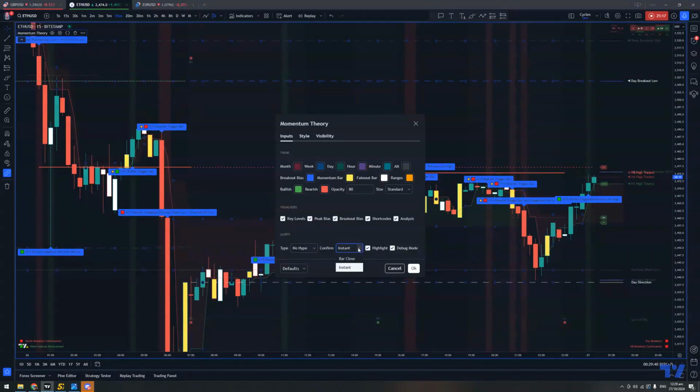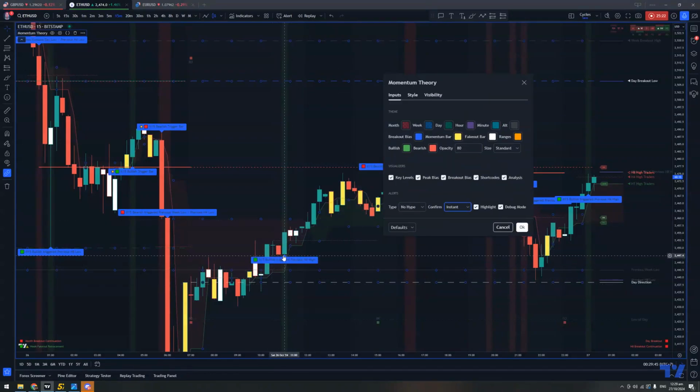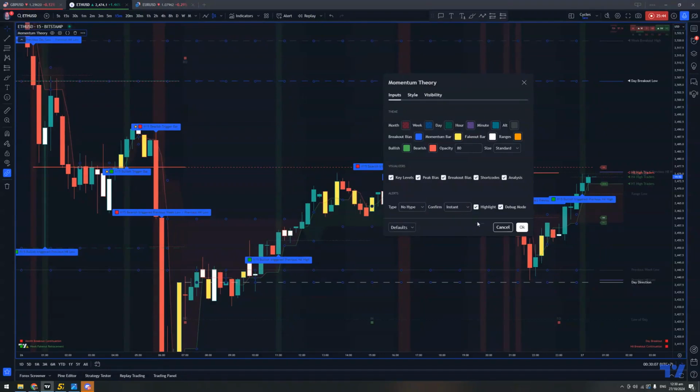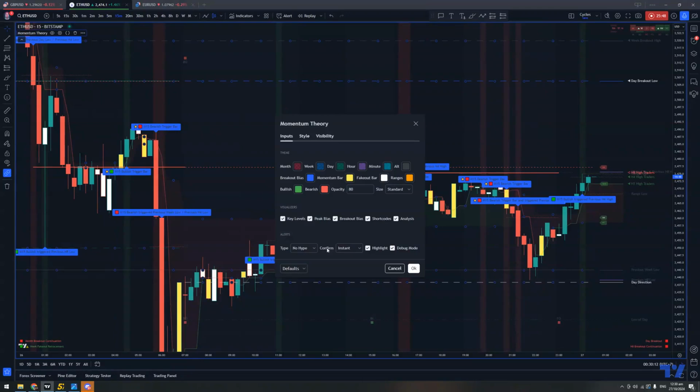And confirm is basically if you want the alert to be instant or not. So like if it touches that H4 high, I'll instantly get the alert. Or if it's set to bar close, I wait until the M15 closes and then I get the alert. So this is a confirmation of the bar close. When the bar closes, it's confirmed. Good. Instant is you don't know if it's going to confirm or not. And yeah, so that's what the alerts are.